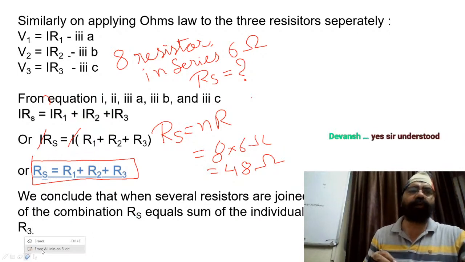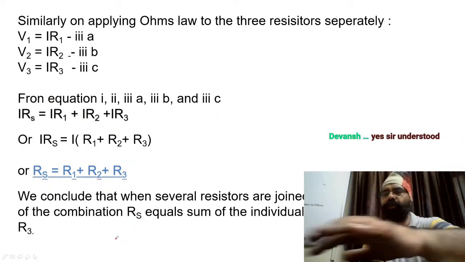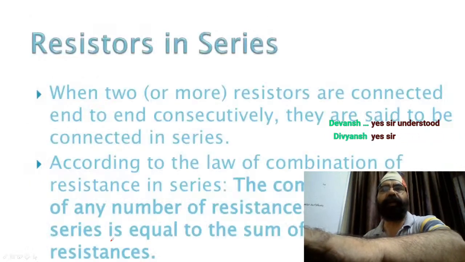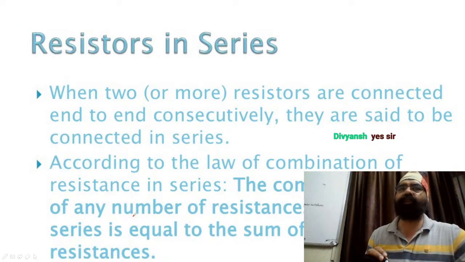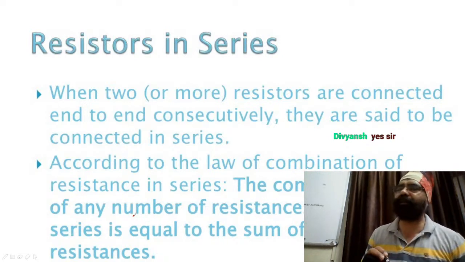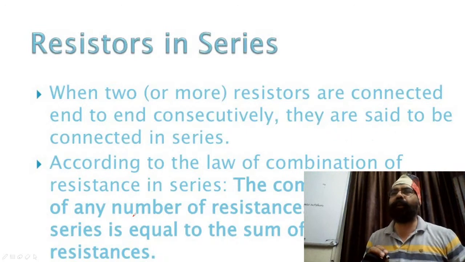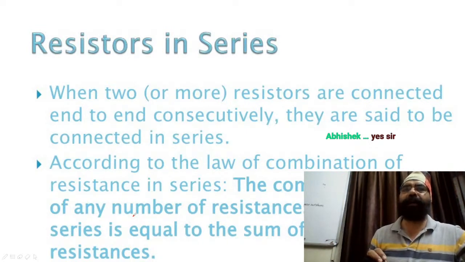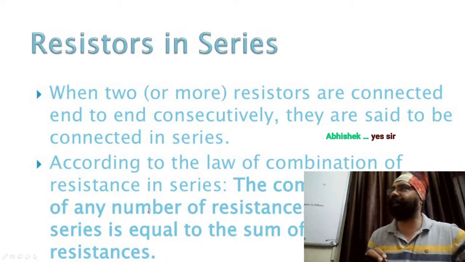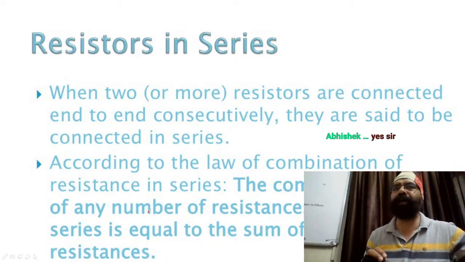Okay, very nice. So we move forward. To better understand, we will do a numerical. Now we have understood this. When 2 or more resistors are connected end to end consecutively, they are said to be connected in series. Kushagra, you got your answer, right? According to the law of combination of resistances, the combined resistance of any number of resistances connected in series is equal to the sum of the individual resistances, right?